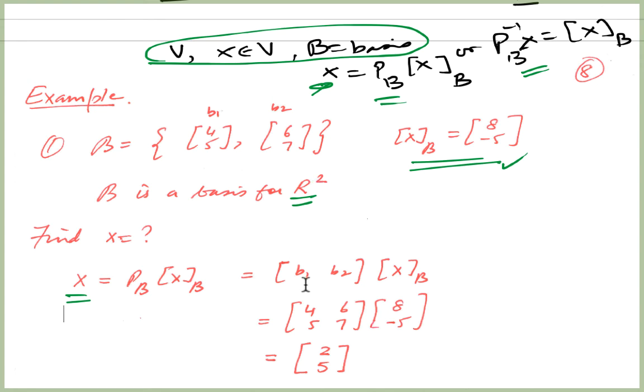Okay, now let's go for the other way. In other words, I'm given the vector X and I'm given the basis set. I would like to find the coordinate vector relative to the basis set B. So in other words, we're going to look at the problem here.